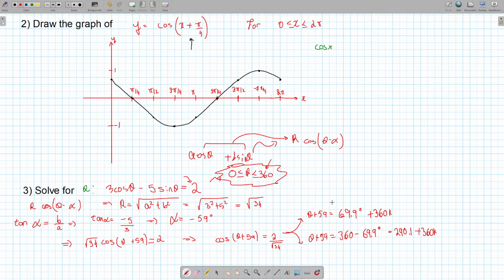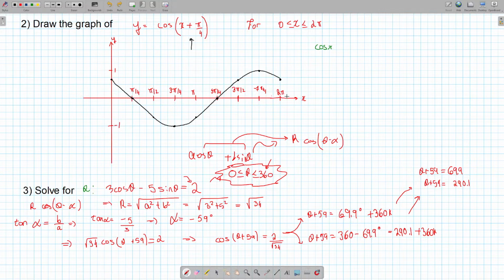You now have two solutions. You have theta plus 59 equals 69.9, and theta plus 59 equals 360 minus 69.9, which is just the same as 290.1 plus 360k. So what you do, you check first. We take our first solutions: theta plus 59 is equal to 69.9, and theta plus 59 is equal to 290.1. Earlier when Mu'min said check for k equals 0, this is what it means. Basically, ignore the 360k and take these two solutions. That's what check k equals 0 means.